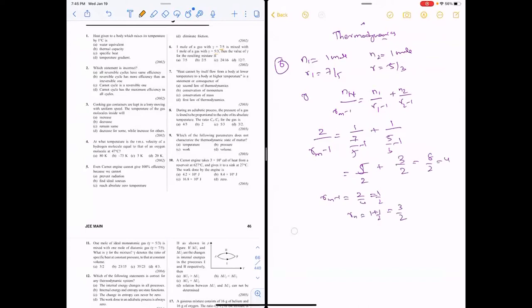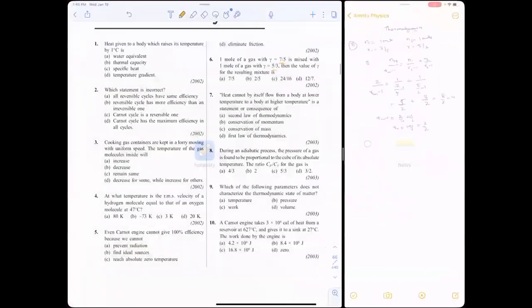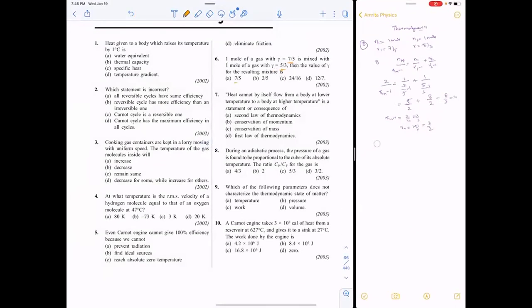The options do not have 3 by 2 directly, and 7 by 5 is not 3 by 2. Option C is 24 by 16. 8 threes are 24 and 8 twos are 16. So the answer is option C.